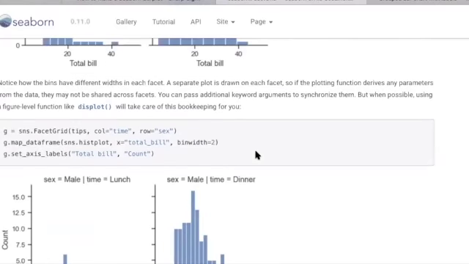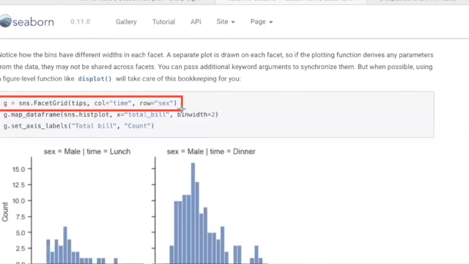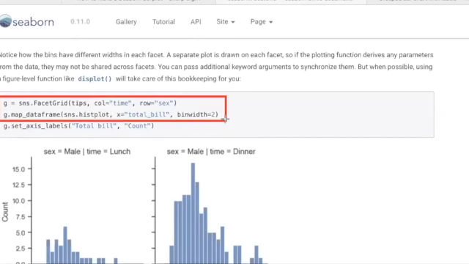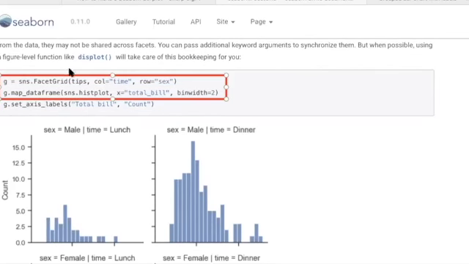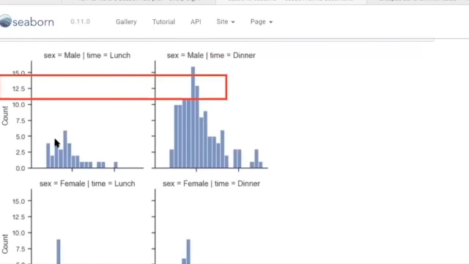So for instance, I might want to look at the interaction. The example I have is about tips, and you might look at the time of the meal, whether it's lunch or dinner, and the sex of the diner, whether they're male or female. In the example that we're looking at, they're creating a column by time and a row by sex, and then they are mapping that to a histogram plot. So you're seeing different histograms that show you how these are distributed.